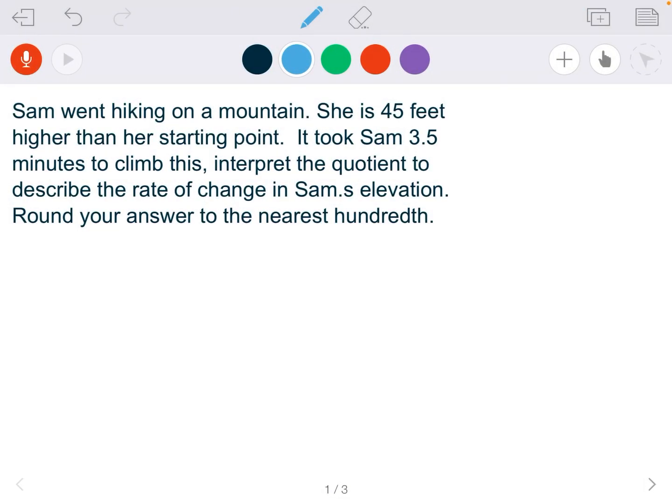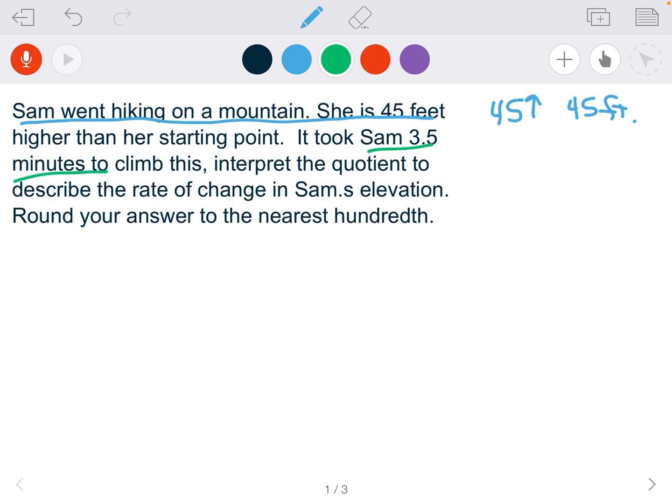I'm going to help with some more examples for Unit 3, Lesson 10. So I'm just going to dive right in with this word problem. Sam went hiking on the mountain. She is 45 feet higher than her starting point. 45 feet higher means it's going to be a positive.